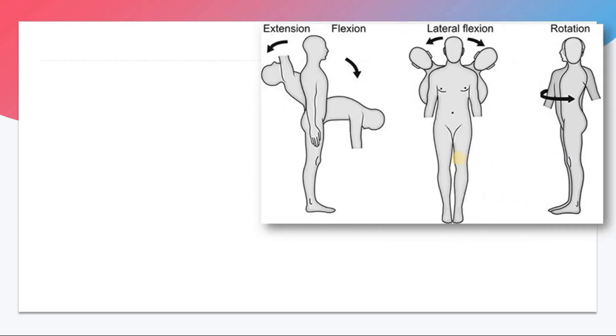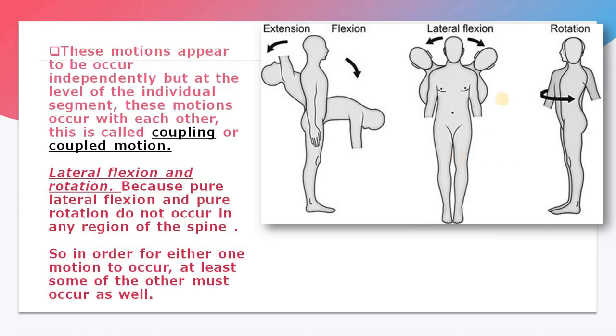In the vertebral column as a whole, four movements are present, as we all know: flexion, extension, lateral flexion and rotation. These motions appear to occur independently of each other, but at the level of the individual motion segment, these motions occur with each other. So this is called coupling or coupled motion.